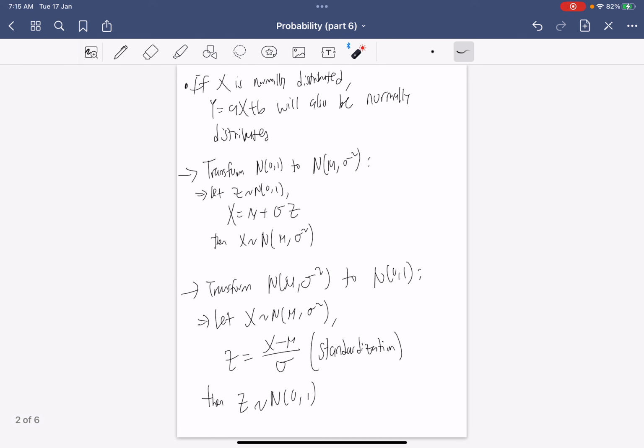If we want to convert from a general normal to a standard one, it is known as standardization, and that's really more of what we want to do. We take x minus mu and divide by sigma, and you realize this will work out to have an expectation of 0 and a variance of 1.